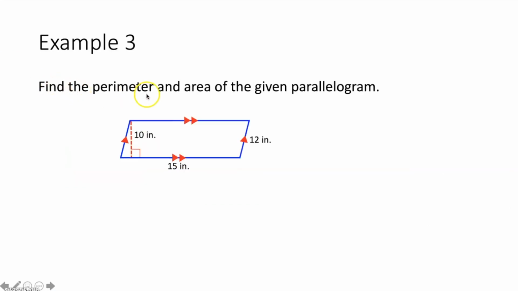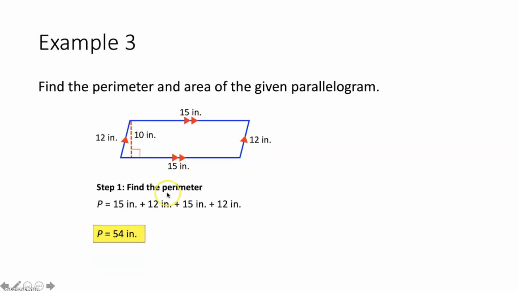Now example 3 says find the perimeter and area of the given parallelogram. So the first thing we're going to do is find the perimeter of this parallelogram. And we know in a parallelogram, both pairs of opposite sides are congruent. So if the measure of this side length is 15 inches, that means the side length opposite that is also 15 inches. If this side length is 12 inches, that means the side length opposite that is also 12 inches. So to find the perimeter, I just add up all of these side lengths, and I get that the perimeter of this parallelogram is 54 inches.